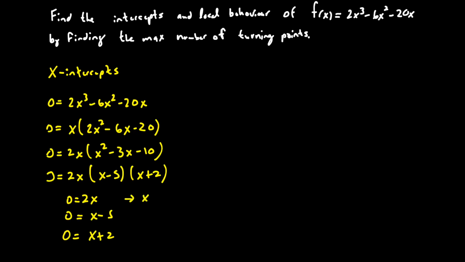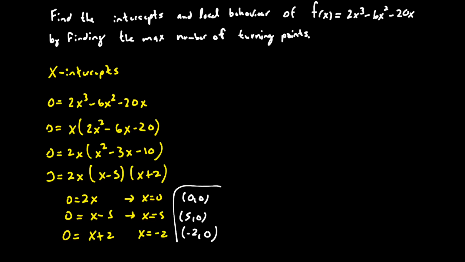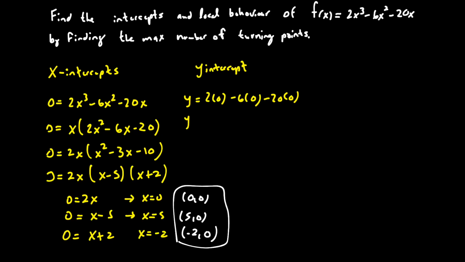Therefore, our solutions are either x = 0, x = 5, or x = -2. So we'll have x-intercepts at the point (0, 0), at the point (5, 0), and also at the point (-2, 0). Now, to find our y-intercept, plug in 0 for x, then we'll get y = 2(0)^3 - 6(0)^2 - 20(0), which means y = 0, and we'll have a y-intercept at the point (0, 0).